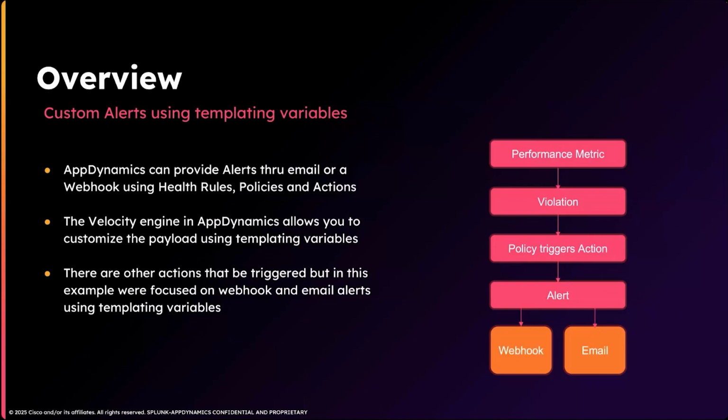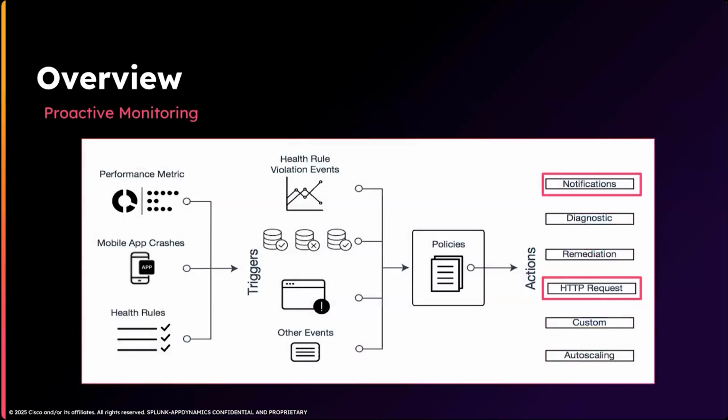using these templating variables. Here's another diagram that comes out of our documentation, and we refer to this when you're sending out alerts to a ticketing system, an email, or maybe a Slack chat bot. We refer to this as proactive monitoring. To review, on the left you have some sort of performance metric. It can come from any part of the product: the APM side, the mobile side, the BRUM side, or the server or database side. Once that performance metric starts to violate its health rule, it can then trigger a policy.